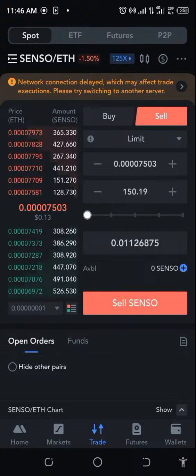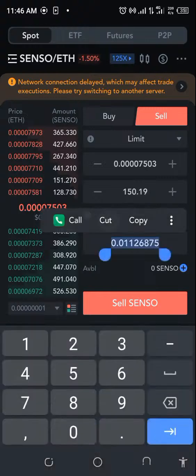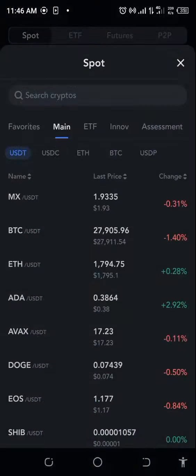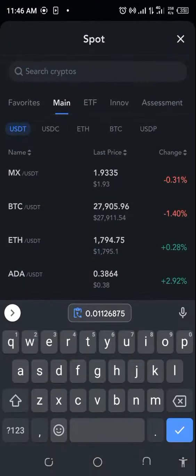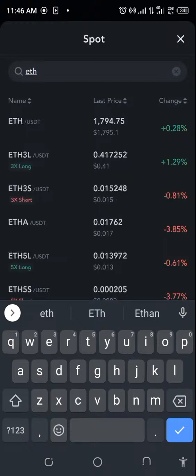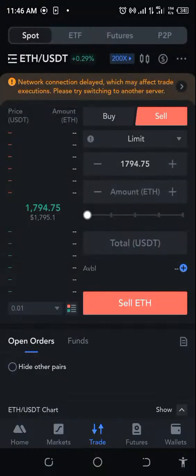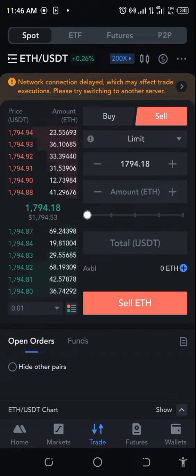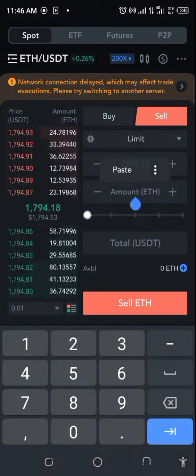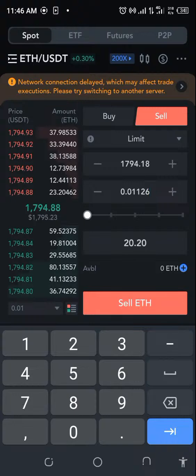Then we'll copy that out and go and check it, and then we'll sell ETH to USDT. Let's see how that will go. ETH to USDT. Let's see whether this is going to work. Never going to work. Let's go back and try it out with our BTC.